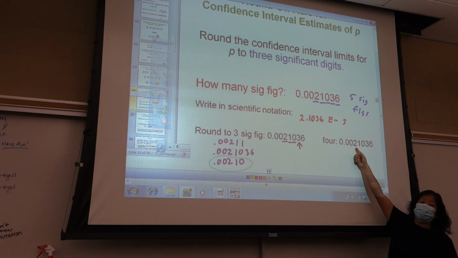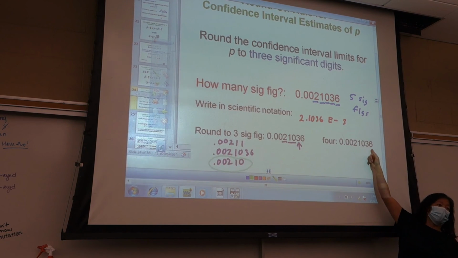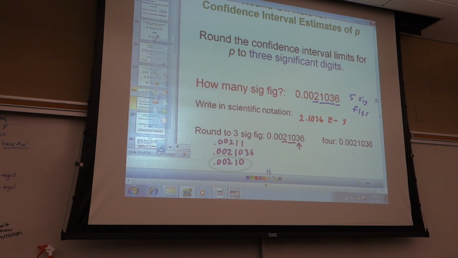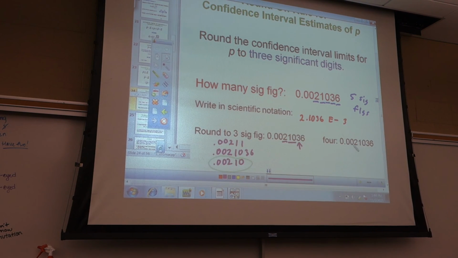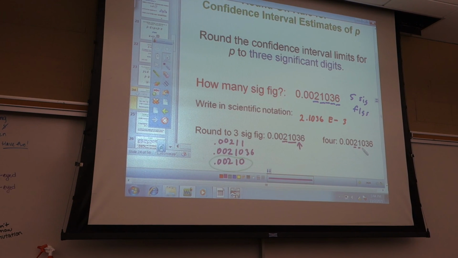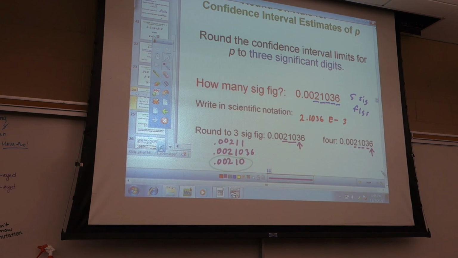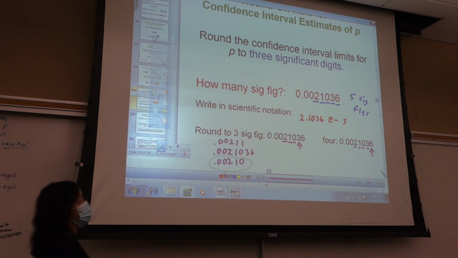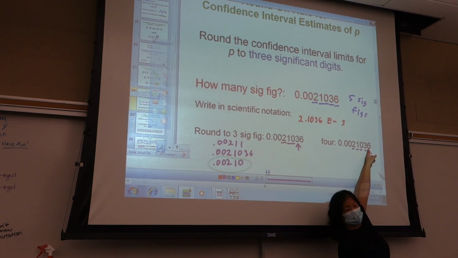All right, so here we have 1, 2, 3, 4. Look at the next one to decide whether to round up or down. So let's take a look. I'm going to count them. First non-zero, 1, 2, 3, 4. I'm going to stop there and round to that spot. I need to look at the next one and decide whether I'm going to round that up or down. This is either going to be a 3 or a 4, depending on what this is.